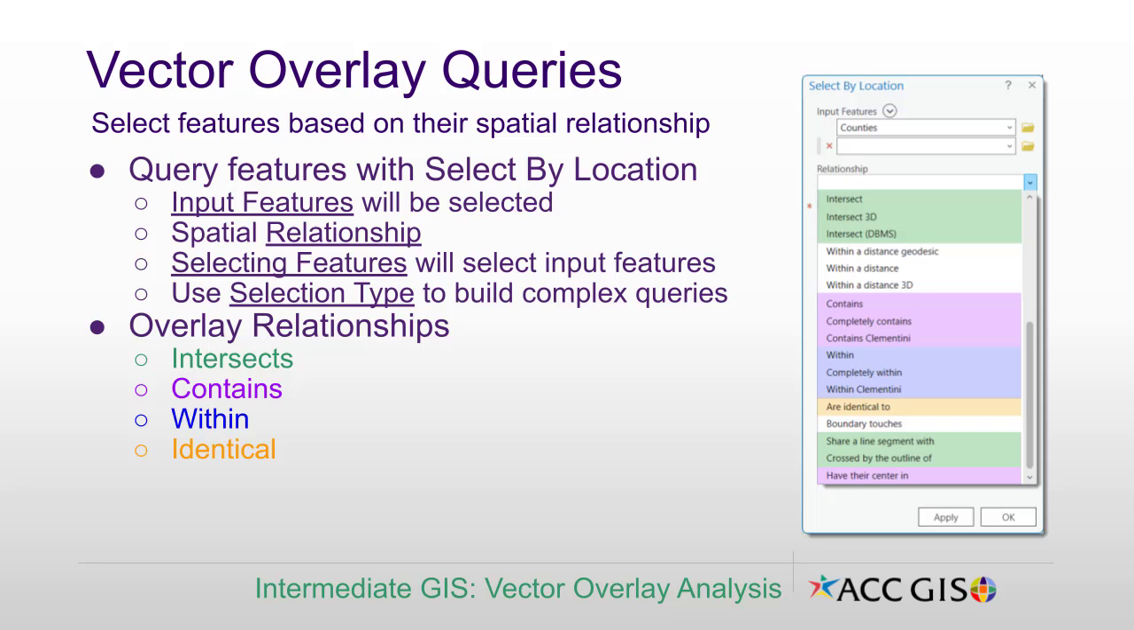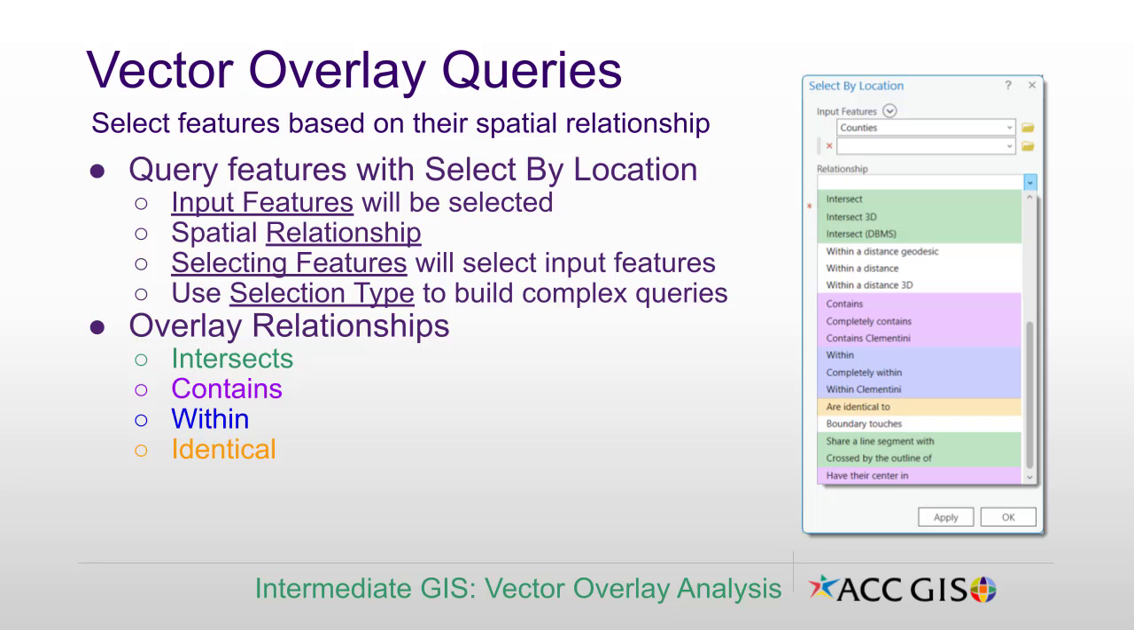And intersect 3D takes into account Z coordinates, and intersect DBMS is utilized when you're performing spatial queries on large enterprise databases. Note that there's a couple of other green spatial relationships that are highlighted, including share aligned segment width and cross by the outline of. Share aligned segment width is just if the boundaries share a line segment, and cross by the outline of is if the boundaries cross.